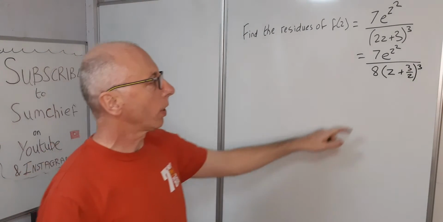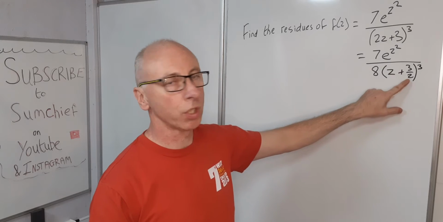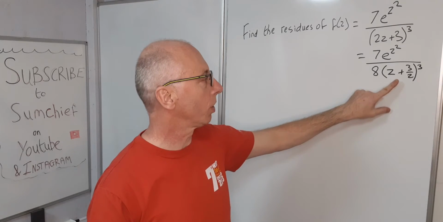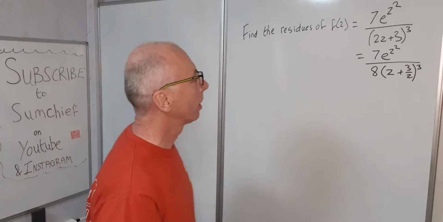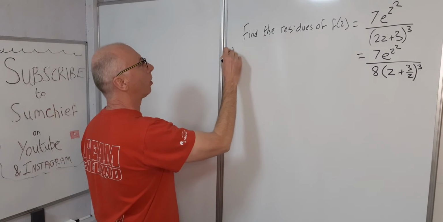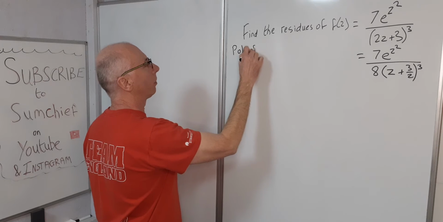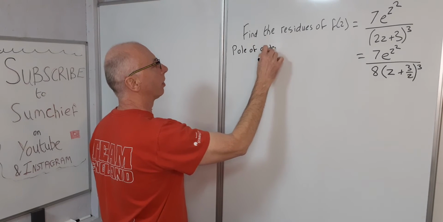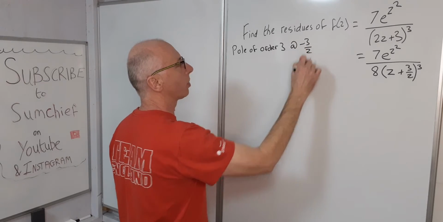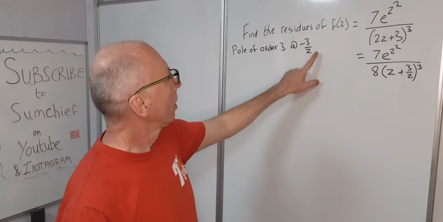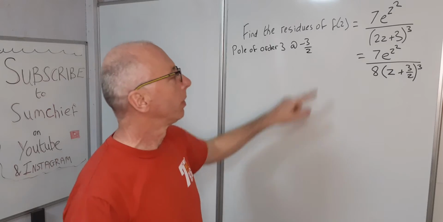Okay, so now we're going to have a pole. With z plus 3 over 2, the pole is going to be at minus 3 over 2, because that's when that equals 0, and it's of order 3. So a pole of order 3 at minus 3 over 2. So that's our pole sorted out.